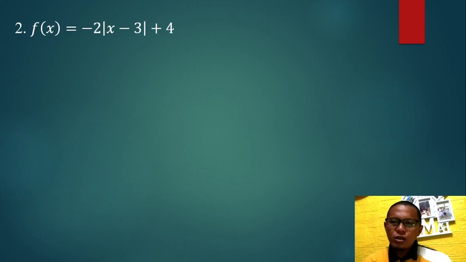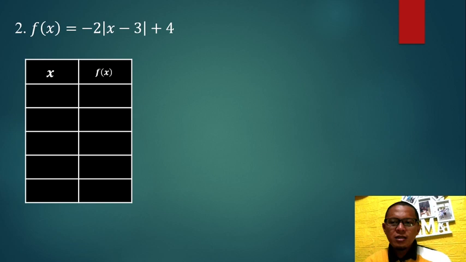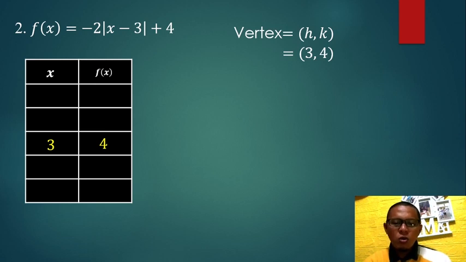Our given equation is f of x equal to negative 2 multiplied by the absolute value of x minus 3, plus 4. So again, to find the set of values of x, let's first get the vertex. What is the vertex of our given equation? That is 3 and 4. Since we have our vertex 3 and 4, you can now choose the values of x. So the values of x are 4, 5, and 2 and 1.